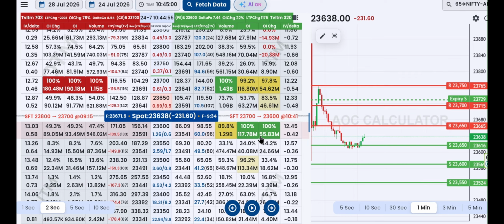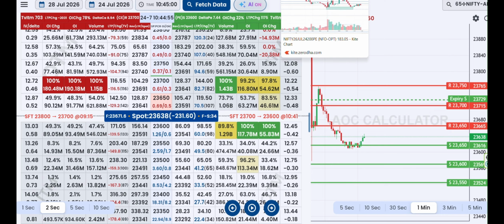The data clearly shows that the put writers have shifted their strongest support from 23,500 to 23,600, making 23,600 the new institutional support level. To enter the trade, we should wait for a proper entry confirmation. You can use any one of the following entry methods. Day low liquidity sweep, the preferred method.